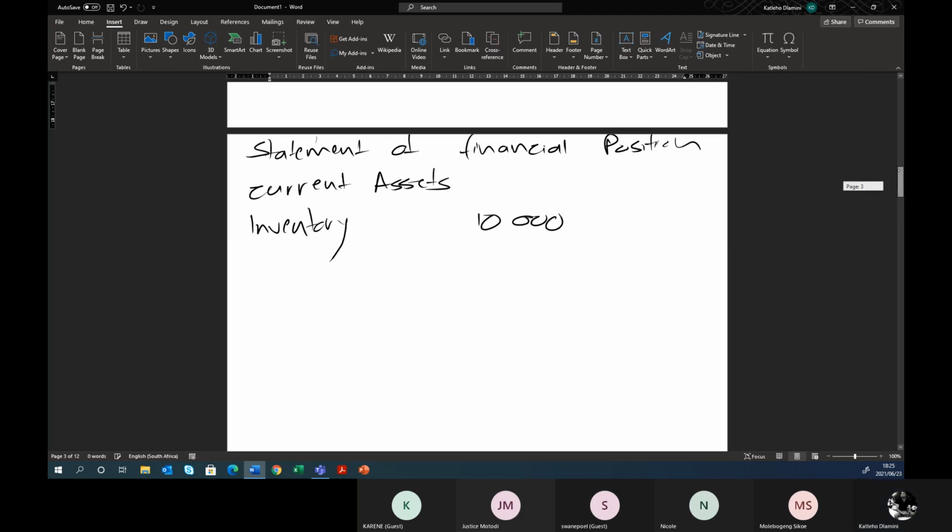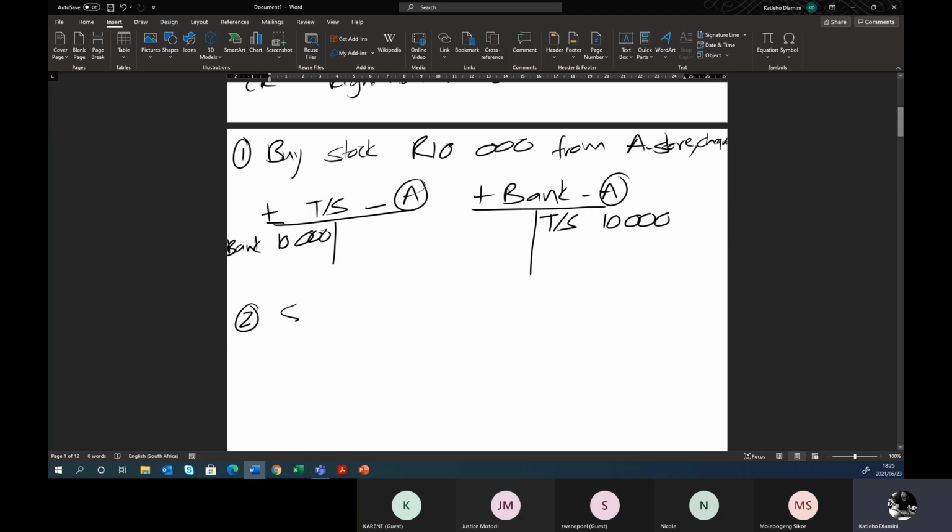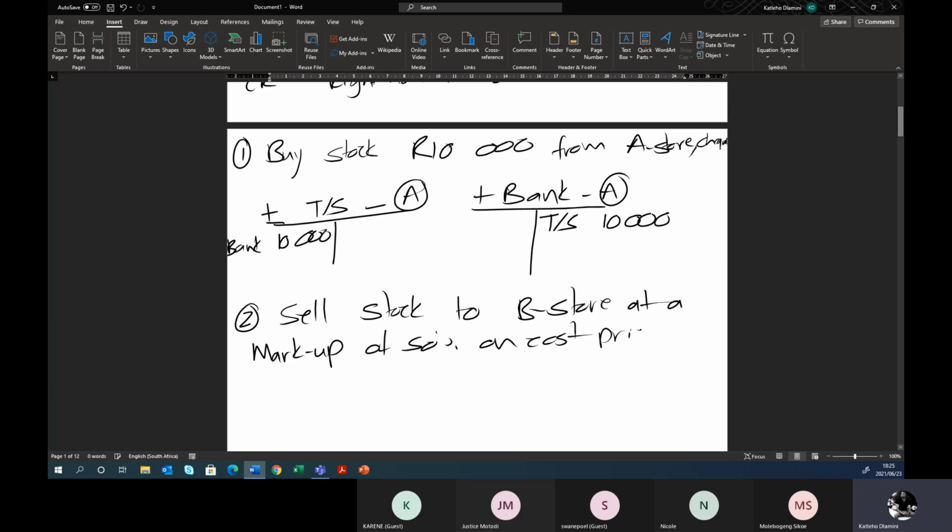Fine. Then I sell the stock to B store at a markup of 50% on cost price. Okay.